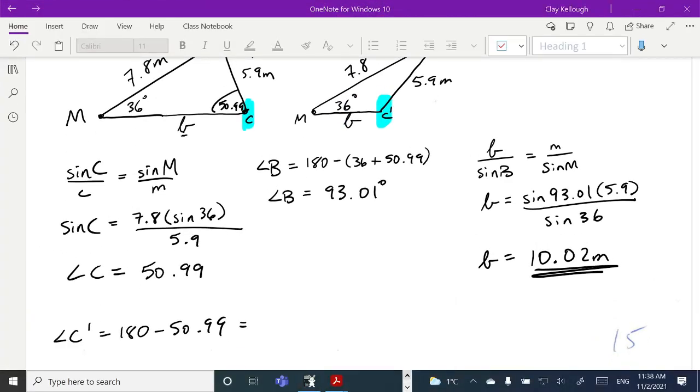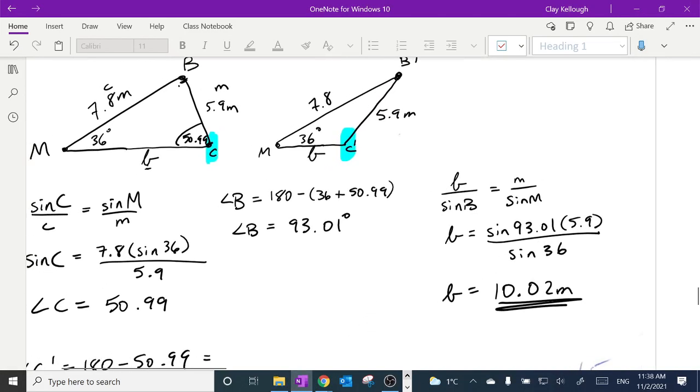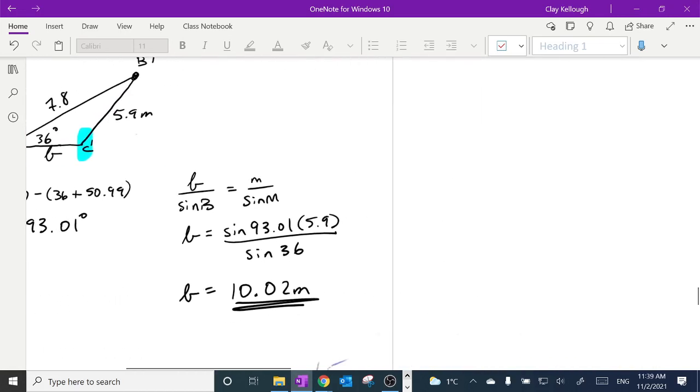How could they be congruent? They're not congruent, they're supplementary. They add up to 180. How could C prime also be 50.99? It's not. C primed is the supplement of this. Here's what it looks like if you put one triangle on top of the other.